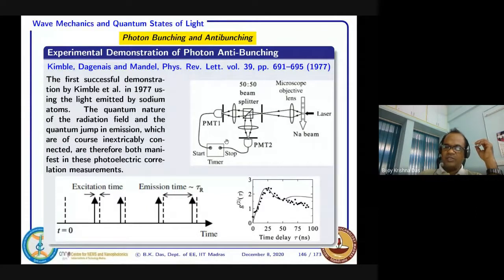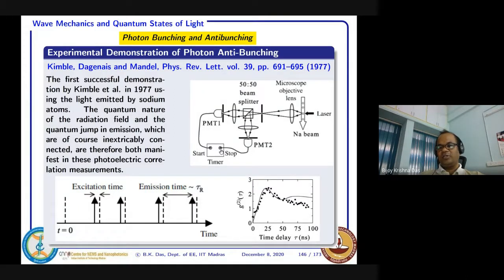Particularly, you want to measure this correlator, start stop time. You have one photomultiplier, and if it hits one photon and detects it, then you start counting. When this signal comes here, your timer starts, and it waits for the next signal coming from here. That is the general concept of the HBT experiment.